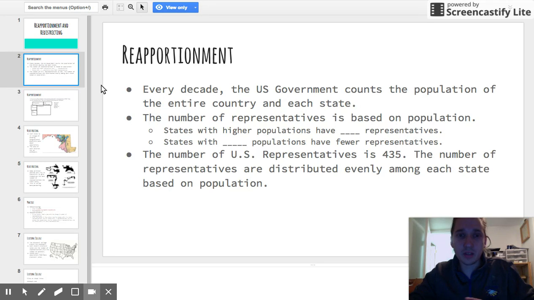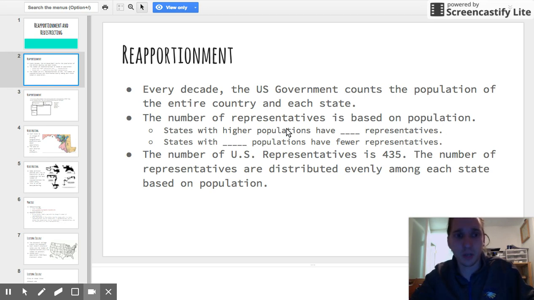What they do with that is they ask everyone in each individual state and in the whole country. What we have is a number of total people in each state at that point. And once we have that, we have what's called the number of representatives, and those are based on the population. States with higher populations usually have more representatives, and states with lower populations have fewer representatives. The total number of U.S. representatives is 435. The number of representatives are distributed evenly among each state based on population.